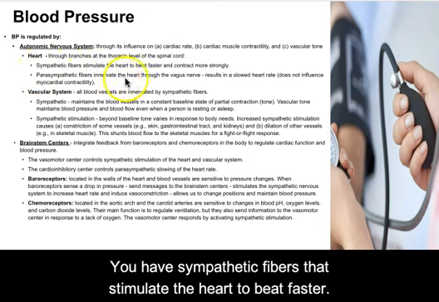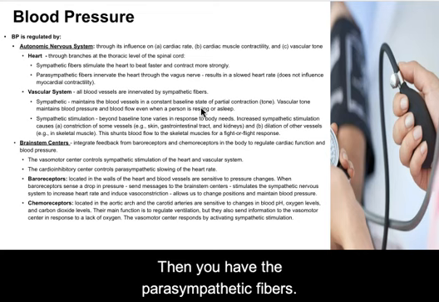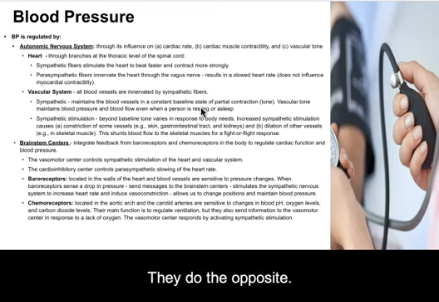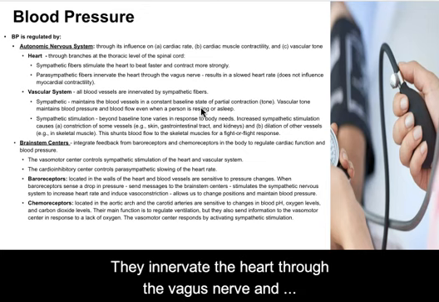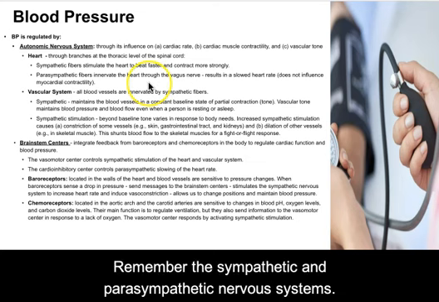You have sympathetic fibers that stimulate the heart to beat faster. Remember the sympathetic nervous system. Then you have the parasympathetic fibers. What do they do? They do the opposite. They innervate the heart through the vagus nerve and result in a slowed heart rate. Remember those sympathetic and parasympathetic nervous systems.